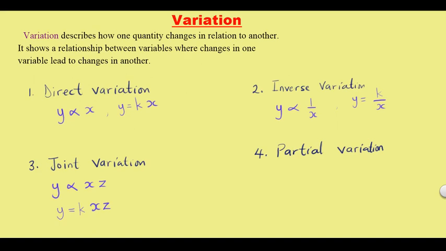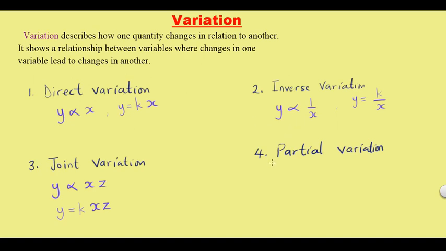A very good example of this is the volume of a rectangular prism. The volume of a rectangular prism varies jointly with the length and the width. That is, the volume of a rectangular prism depends on the length of the prism and the width of the prism. That is joint variation. It involves more than two variables.